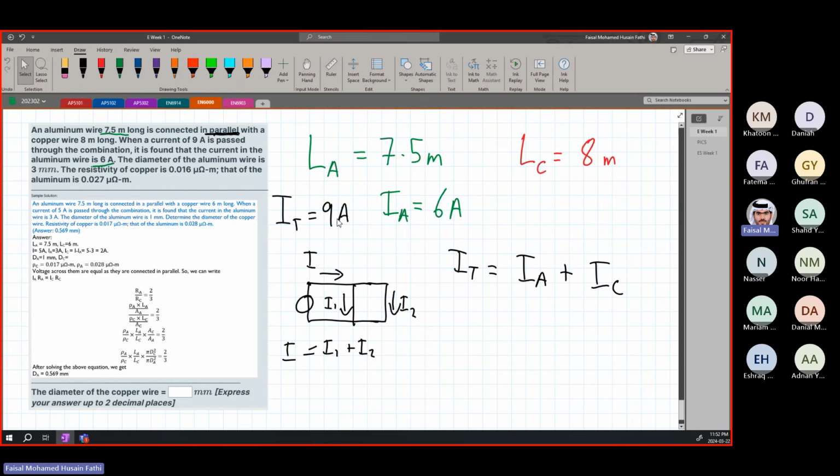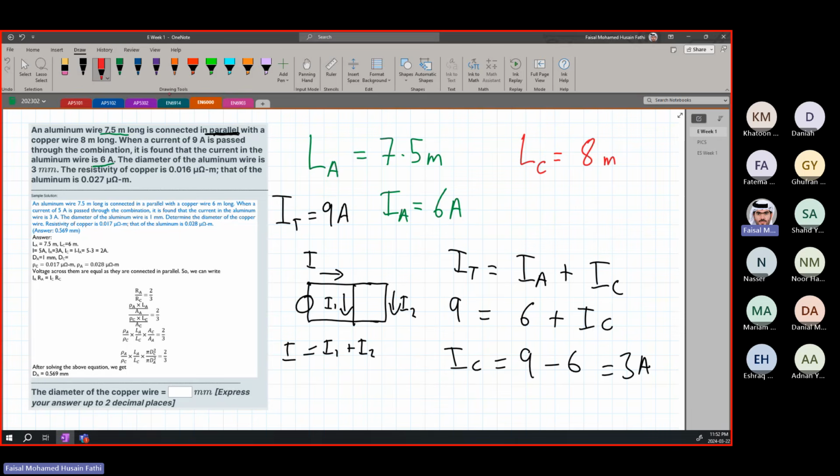So we know that the total current is 9. We know that one of them is getting 6. So what is remaining? 3 amperes for the other one, so that the total will be equal to 9. So 9 is equal to 6 plus IC. So IC is going to have to be equal to 9 minus 6, which is 3 amperes. So now we know that IC is 3 amperes because they are connected in parallel. Okay?